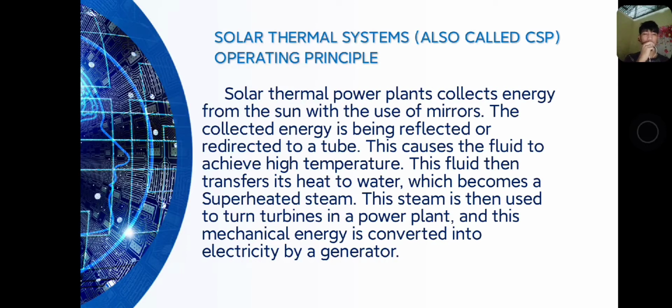So ganun nag-ooperate yung solar thermal systems. Gumagamit sila ng mirrors para kolektahin yung energy from the sun, and then magre-reflect yon sa tube, and yung tube na napag-reflect-an ng mirror is may laman na fluid. And then pag uminit yung fluid, ito yung magpapainit sa water. And then yung water naman is mag-turn into steam. And then yung steam, ito yung magpapaikot sa turbines. And then yung mechanical energy na na-produce ng turbine is makakonvert to electricity using the generator.